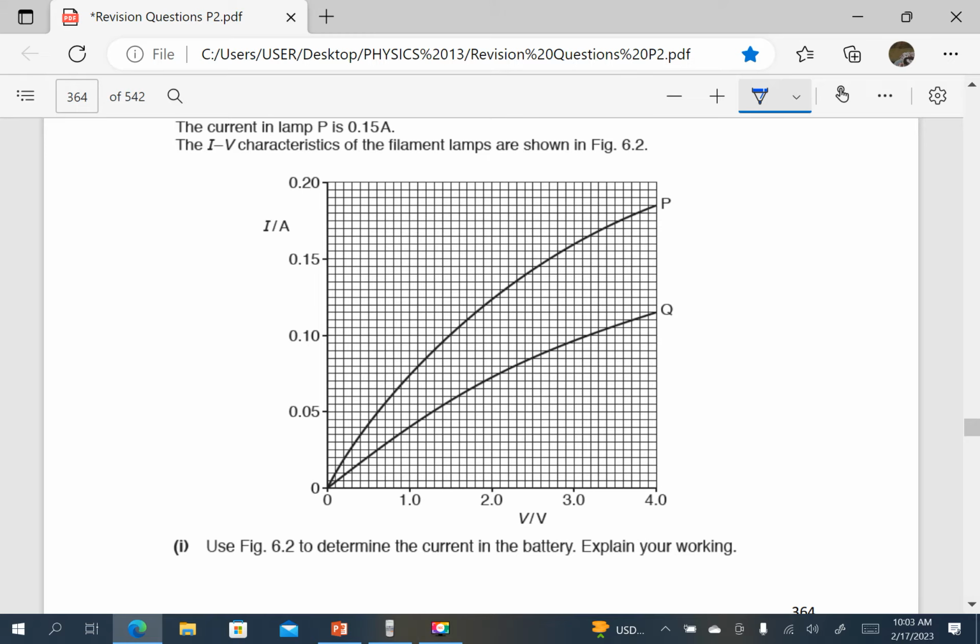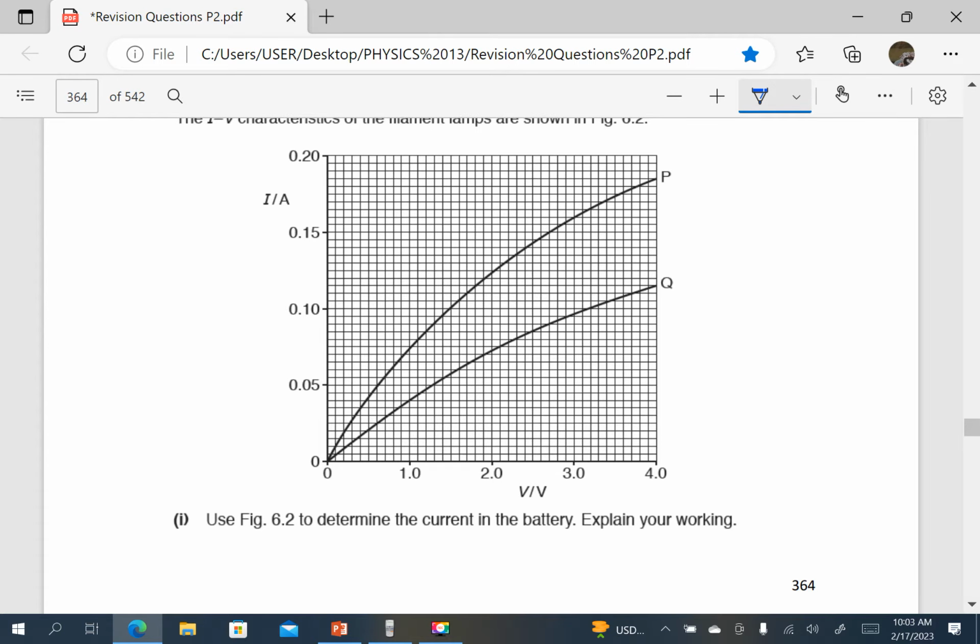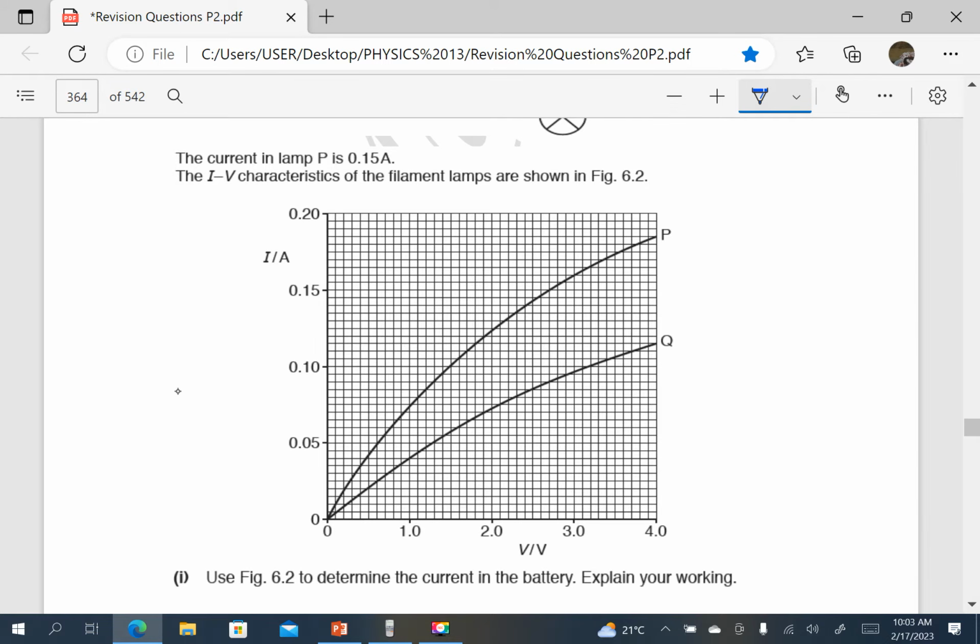So for lamp P, the current is 0.15. So let's check. The current is 0.15 and 0.15 gives us a potential difference. Let's check downwards. 0.15 gives us a potential difference of 2.7. Because the bulbs are in parallel, they have the same potential difference, 2.7.